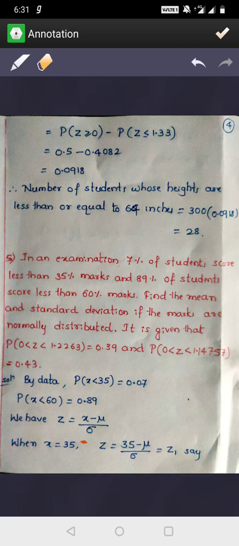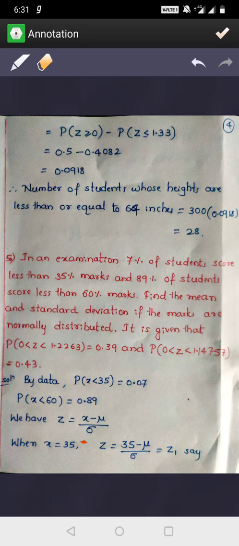So next example: in an examination 7% of students score less than 35 marks and 89% of students score less than 60% of marks. Find the mean and standard deviation if the marks are normally distributed. It is given that probability of z between 0 to 1.2263 will be 0.39 and probability of z between 0 to 1.1475 will be 0.43.